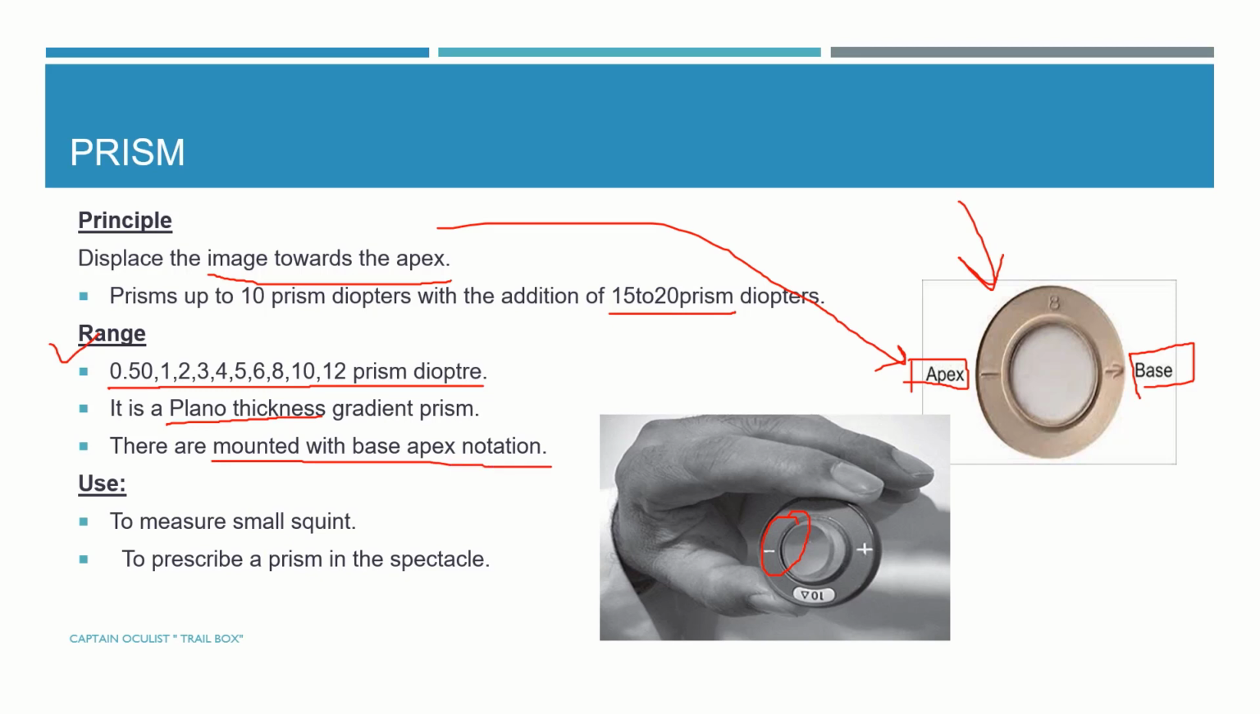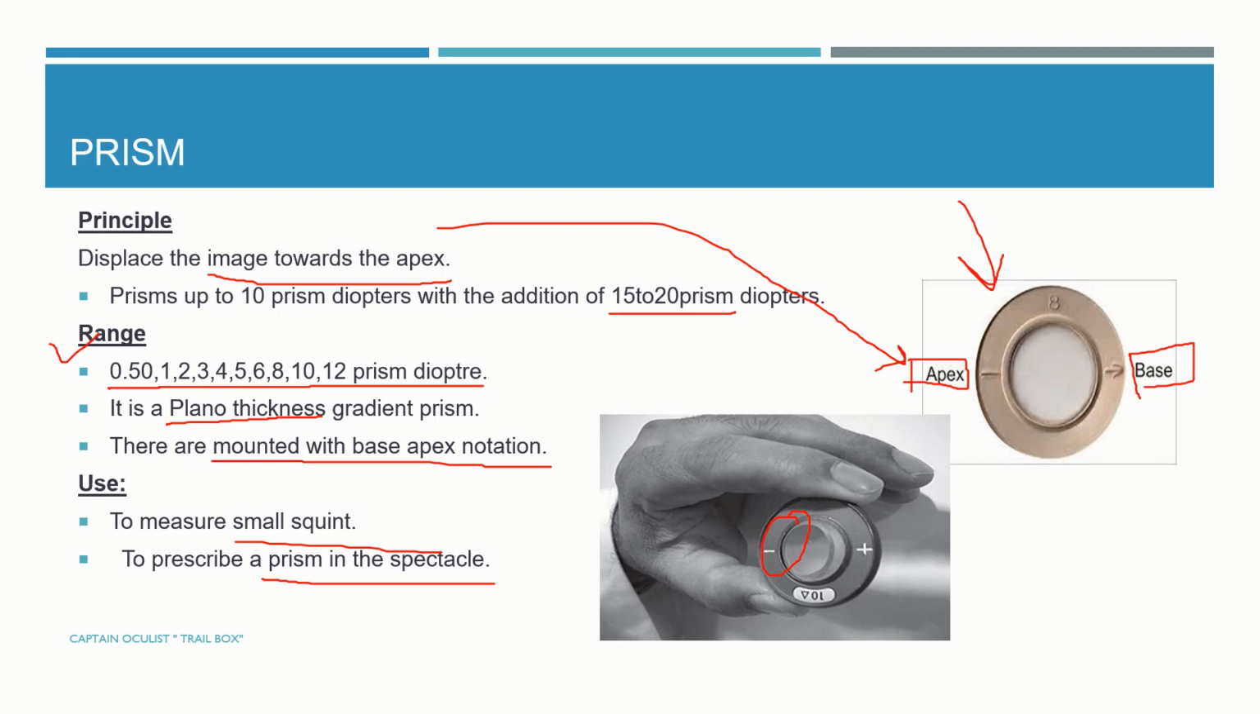The uses of prism: to measure small squint, to prescribe prism in spectacles, and so on. And the most commonly used prisms are trial prisms, which are present in what? Trial box. Then we have loose prism. We have prism bar. It contains multiple prisms graded in a bar as progressively increasing power of the prism. So the displacement of the image keeps on increasing, like in the prism bar.